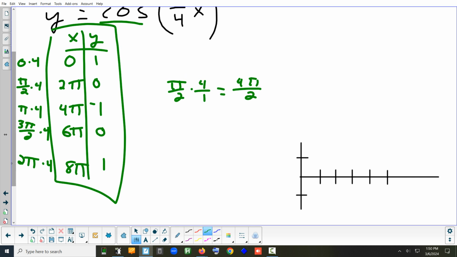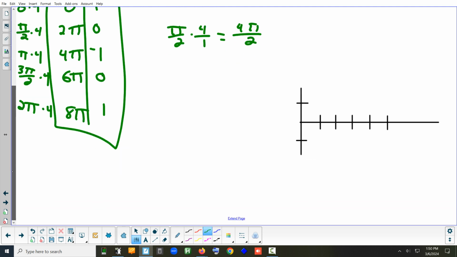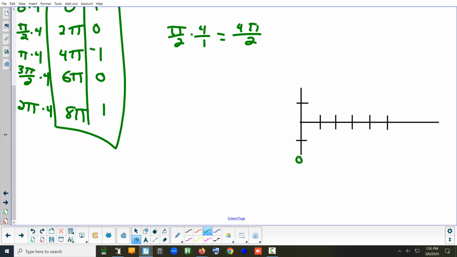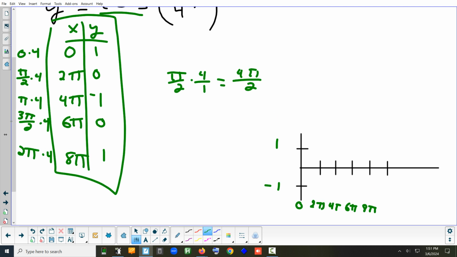All right, now, are these x values all equally spaced? Yeah, and I think it's easy to see because you can just look 0, 2, 4, 6, 8. That's easy to see the pattern. Okay, so use those labels. So 0, 2 pi, 4 pi, 6 pi, 8 pi. And we have to graph 1, 0, -1, 0, 1. Okay, so 1, 0, -1, 0, and 1.